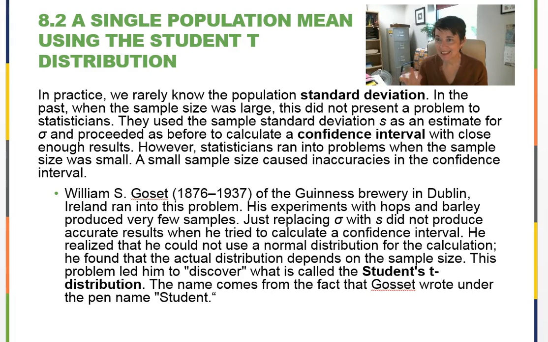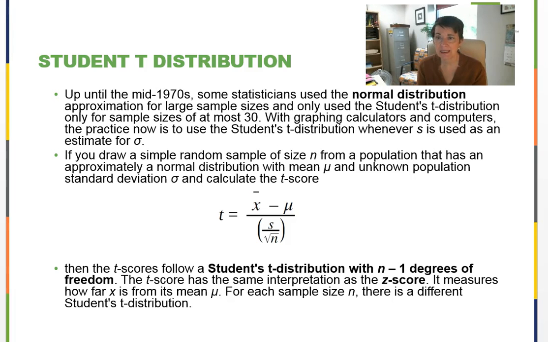Why it's needed is because usually we don't know the population standard deviation. The problems we worked with a z-score took into account that we knew the population standard deviation. We just didn't know the population mean. Well, in reality, we often don't know the population standard deviation, and we still want to calculate a confidence interval. So we're going to look at a couple of different ways to do that, and it is with this T distribution.